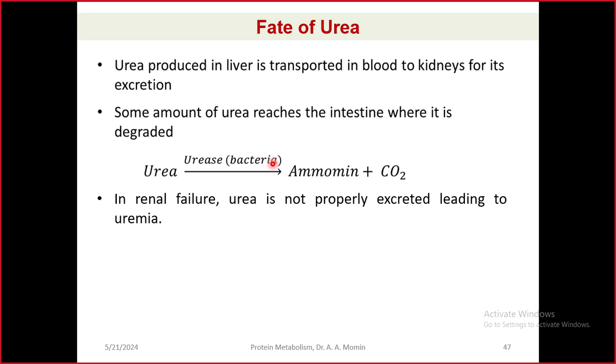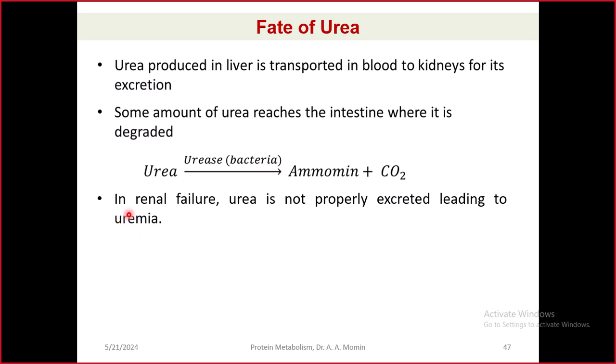So in renal failure, urea is not properly excreted, leading to uremia, because the important function of the kidney, along with the excretion of excess water, is to excrete the unwanted waste substances produced in the body. And one of the major waste substances produced is urea. If there is any defect in the functioning of the kidney, say for example filtration, GFR is affected, urea is not effectively filtered and excreted. Instead, it is retained in the blood, leading to increased level of urea, which is called uremia.